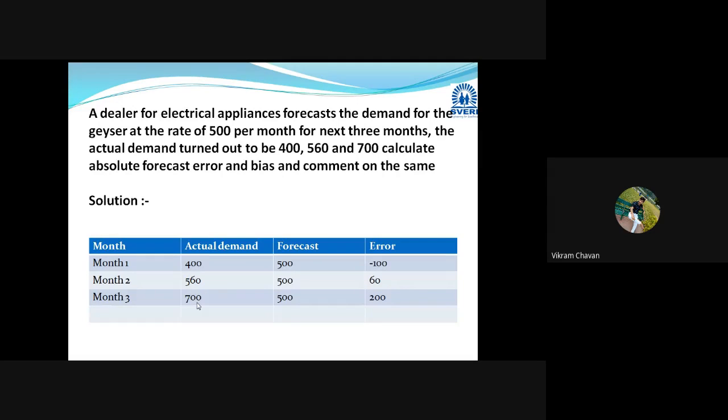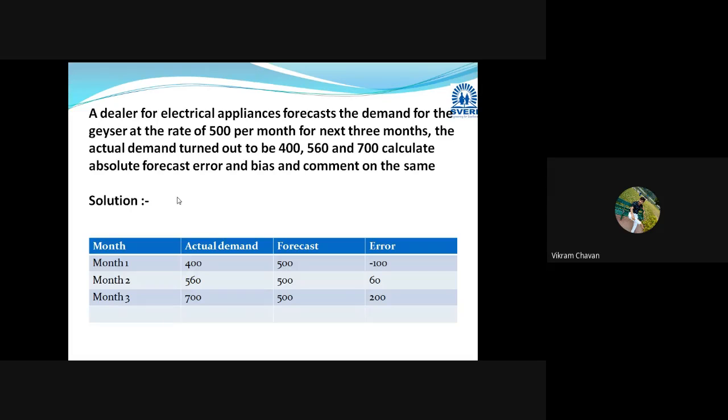Then for month 3, the actual demand is 700 units and the forecasted demand is 500 units. So the error will be 200 units. Now that we have found the errors, we have to think about our problem. First of all, we have to calculate the average absolute forecast error. Absolute forecast error is nothing but mean absolute deviation, that is nothing but MAD.